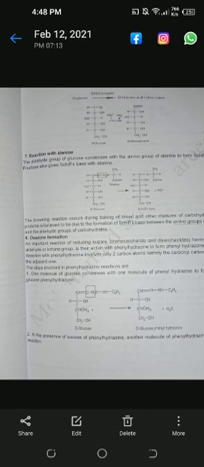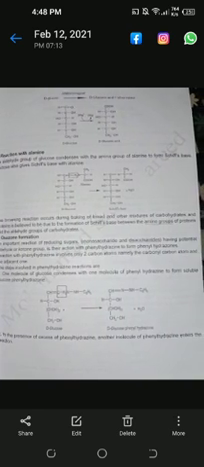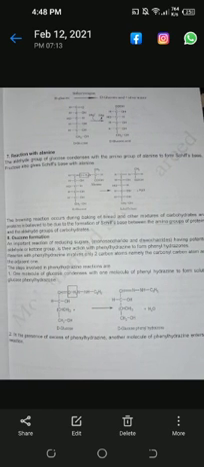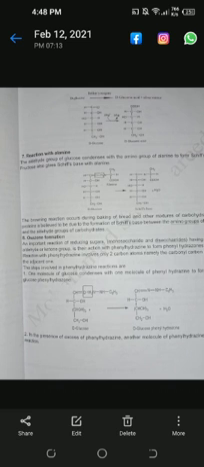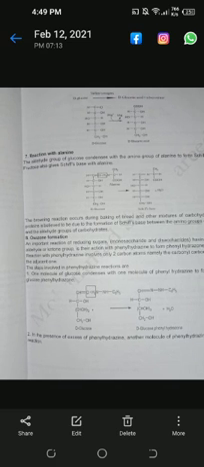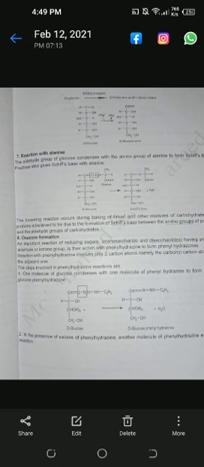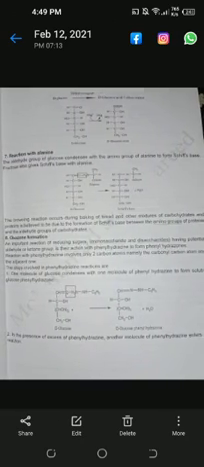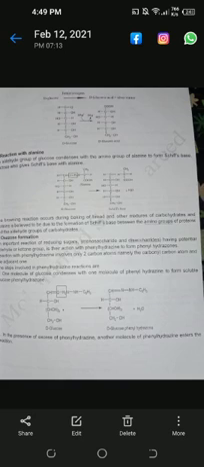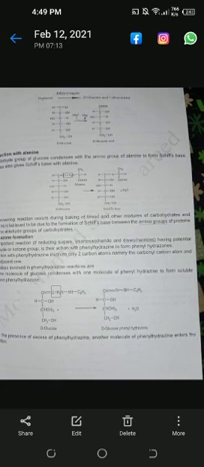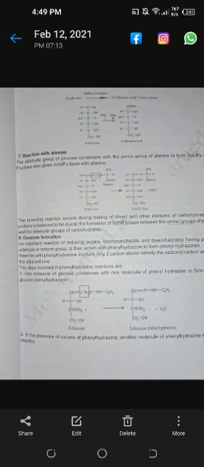Reaction with alanine: the aldehyde group of glucose condenses with the amino group of alanine to form a Schiff's base. Fructose also gives a Schiff's base with alanine. The browning reaction occurs during the baking of bread. Browning of a mixture of carbohydrates and proteins is believed to be due to the formation of a Schiff's base between the amino groups of protein and the aldehyde group of carbohydrate.